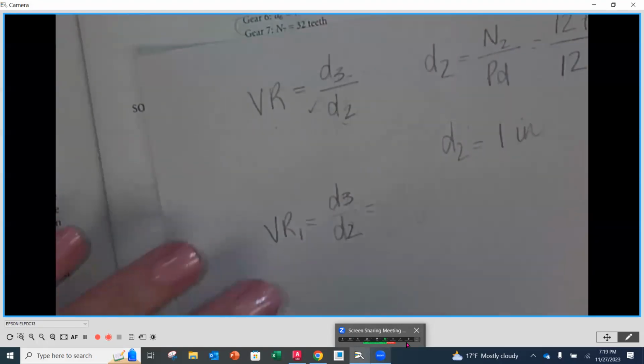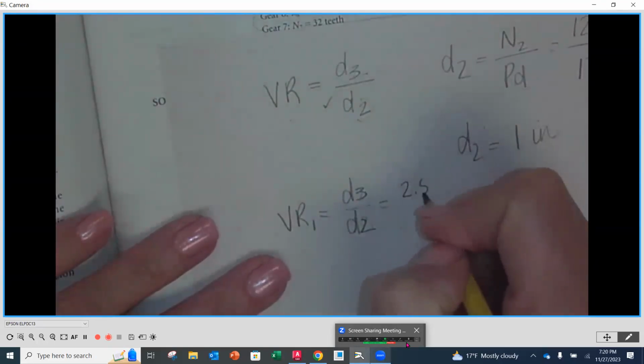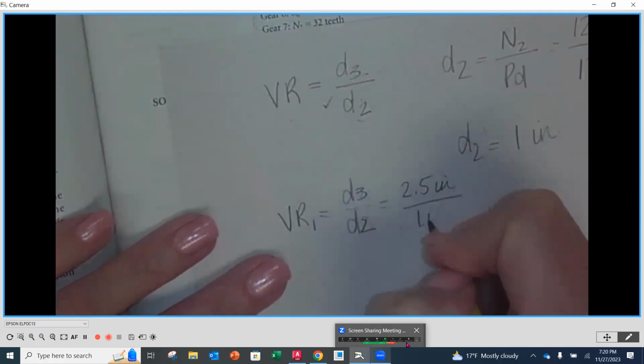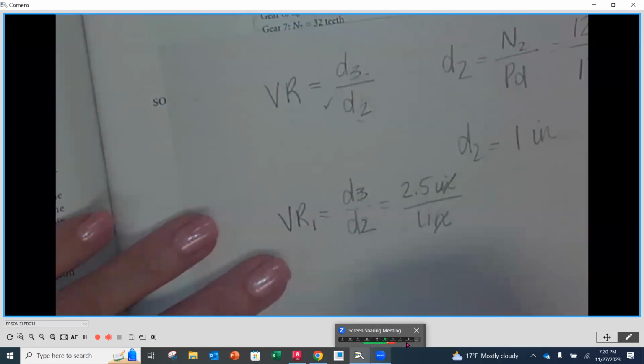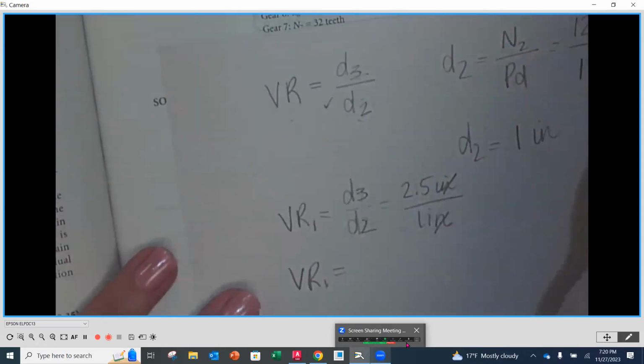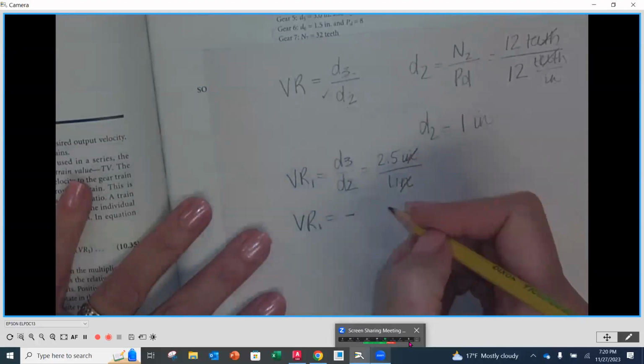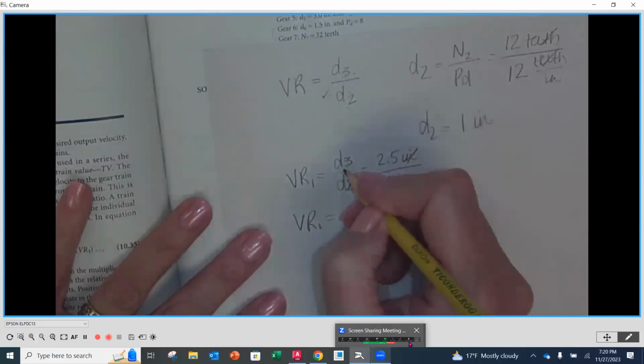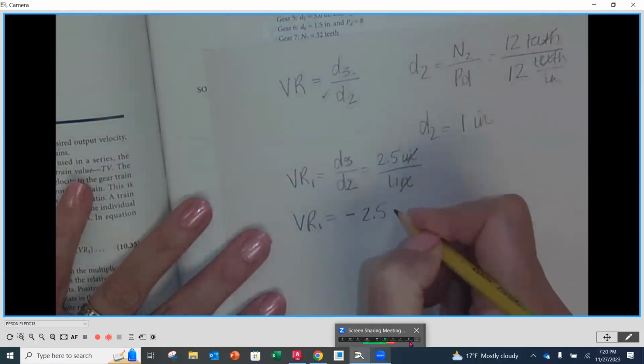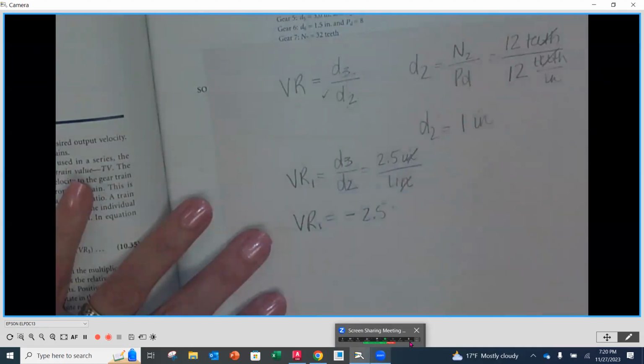Please correct that. Sorry. So with that, let's do that again. 2.5 inches divided by 1 inch. Okay, so our velocity ratio number 1 is going to be, and we're going to put a negative in front. Just do it for me for a little bit, and when we do our calculation, it'll make a little bit more sense. 2.5, and that's it, just a ratio.